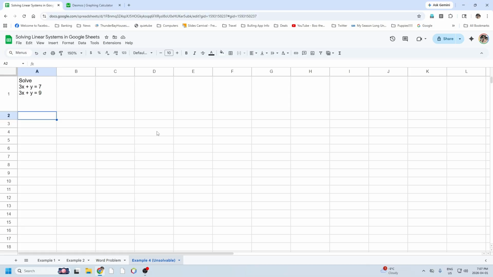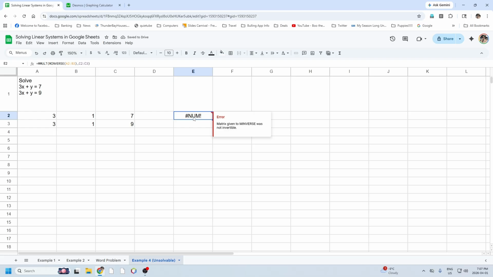If you have parallel lines, we're going to do the same exact process. So 3, 1, 7, and then 3, 1, 9. And then we're going to solve this. We're going to say equals MMULT, and then it's MINVERSE. We're going to highlight our box of 4 again. We're going to highlight our 2 values after the equal sign and hit enter. And we get this value, #NUM right here.